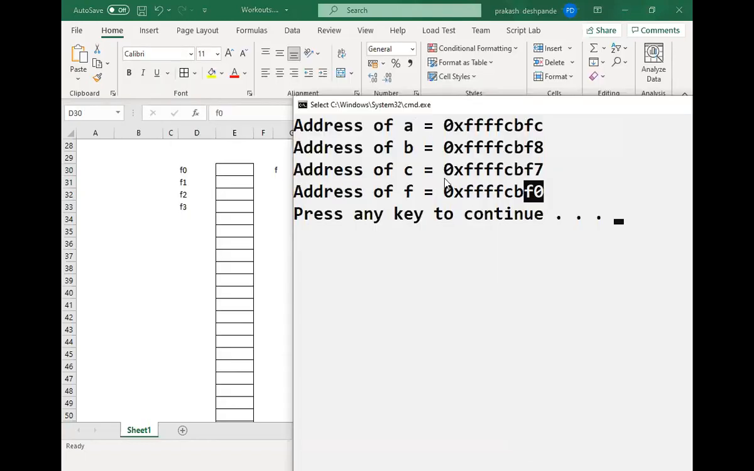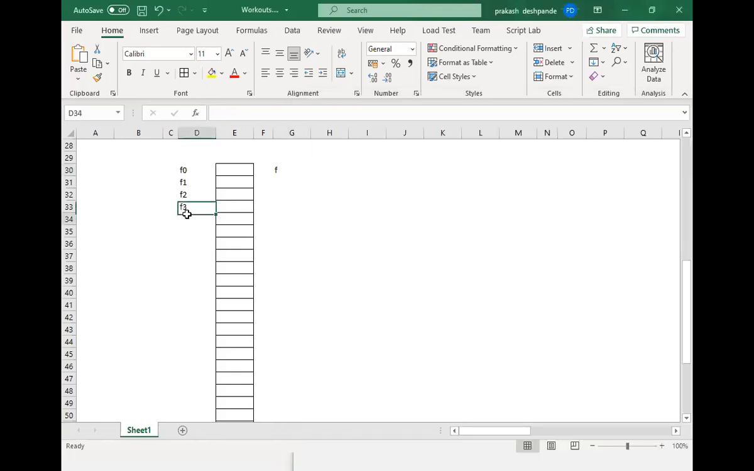Next, the variable C, which is a character and whose address is F7. Now tell me, how many bytes of memory are required to store the variable C? Only 1 byte, right? So whose address is what? F7. Here, suppose it is F3, next will be F4, F5, F6, and then F7. Now this F7 is for what? This is for the variable C. Let me write it here.